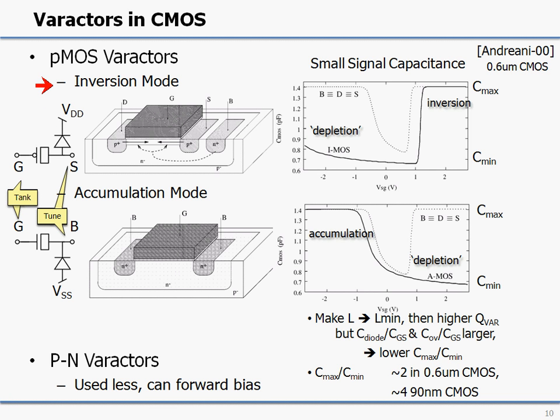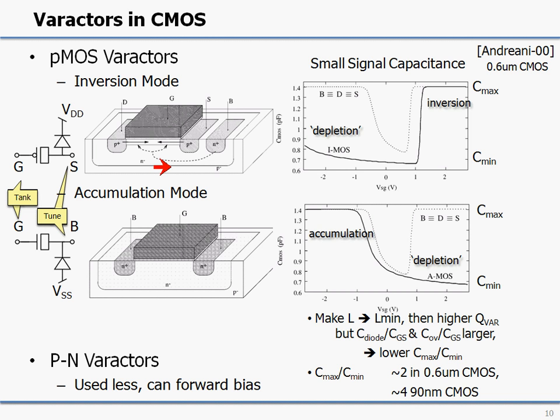We can have two choices. We can use an inversion mode varactor, or we can use an accumulation mode varactor. An inversion mode varactor, here shown as a PMOS, is nothing else than a PMOS transistor in which we connect the source and the drain together, and we get a two-terminal device between gate and source at that point.